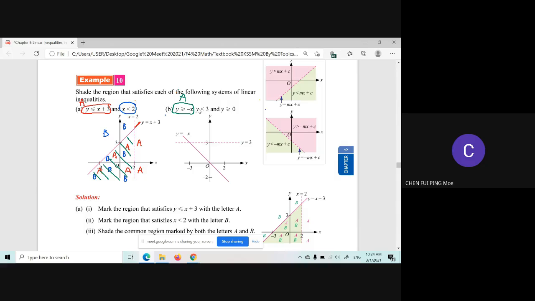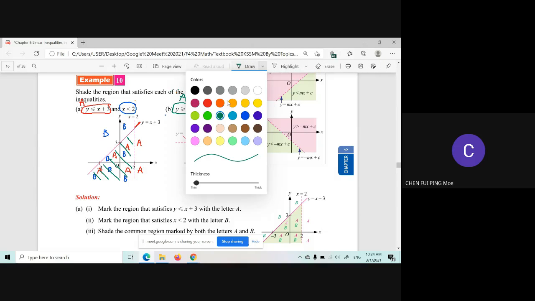So A, this one, where is the line? You identify first. The line is this one, right? Okay, A. So positive y, greater than, so above. I will write A above here. So I write A here. Okay.